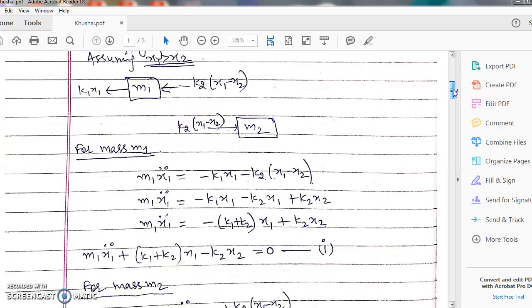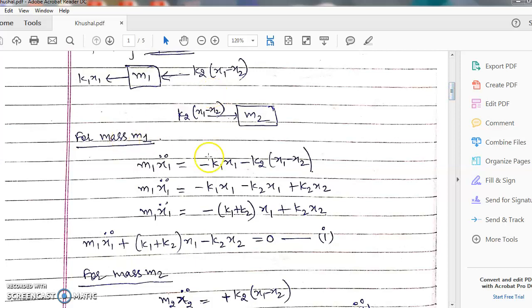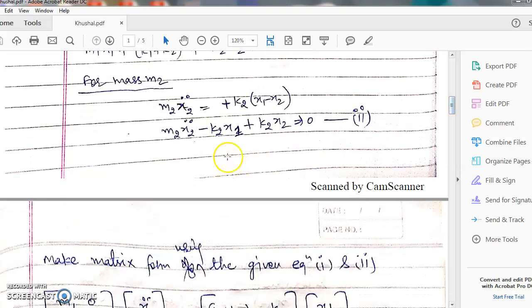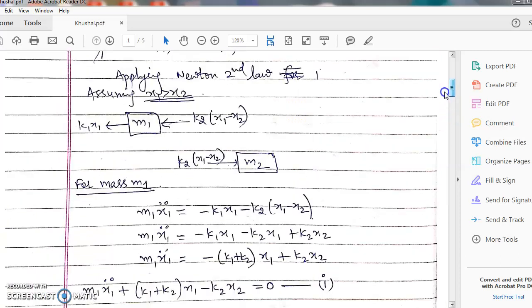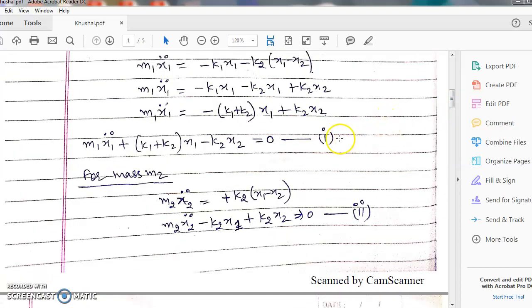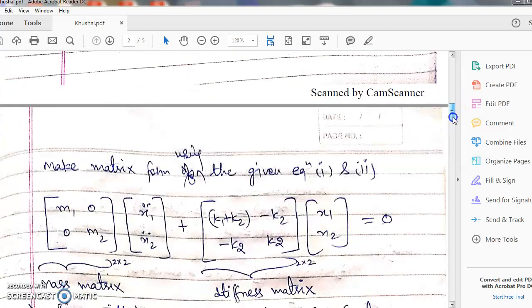So after drawing the free body diagram for mass m1, I can write m1 x1 double dot is equal to minus k1 x1 minus k2 x2, because these both have opposite direction. Okay. So finally we will get this equation, m1 x1 double dot plus k1 plus k2 x1 minus k2 x2. Okay. On solving these 3 steps, for mass m2 same we will do, m2 x2 double dot is equal to minus k2 x1 plus k2 x2. Okay. So these are equation 1 and 2. Okay. So now we will go further.